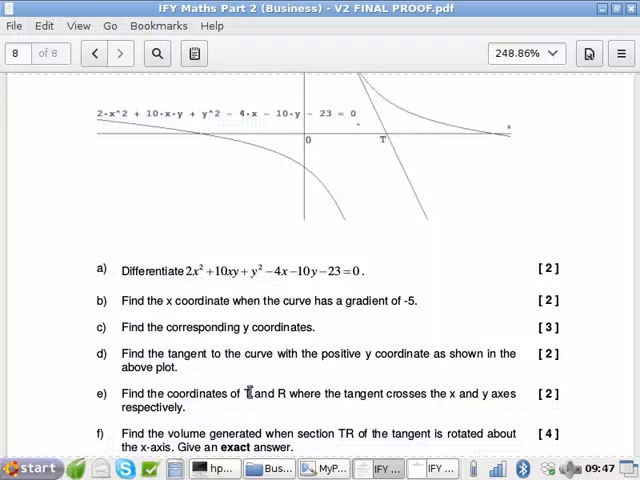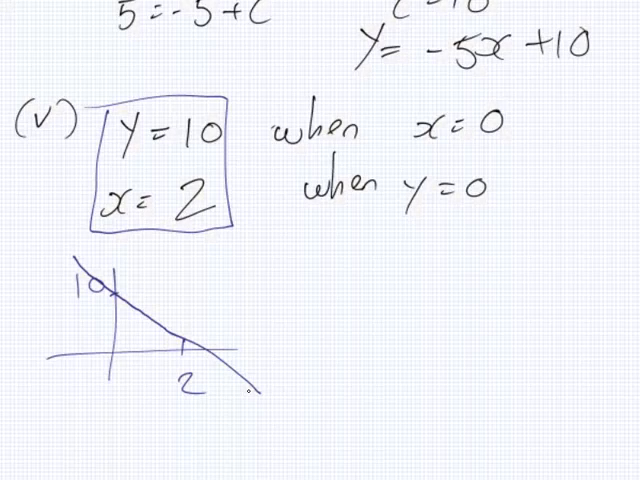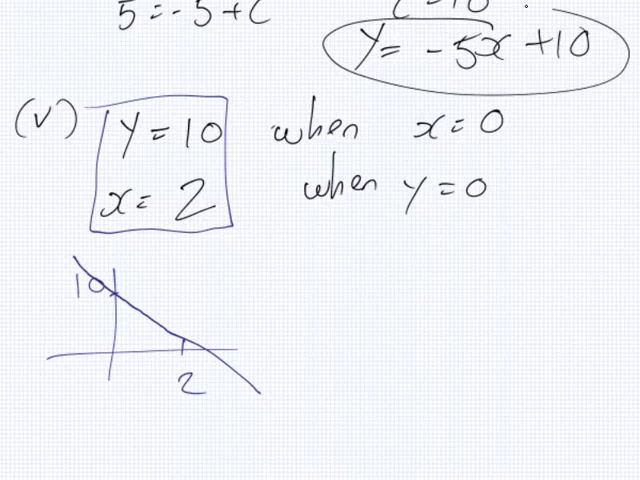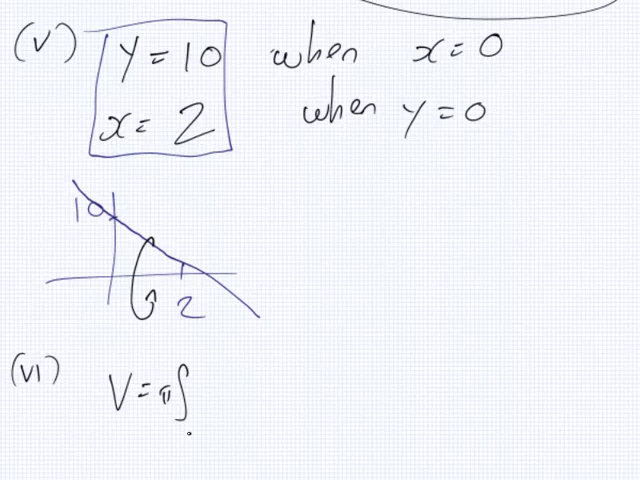Okay, next part. Oh, it's A, B, C, D, not 1, 2, 3, 4, 5. Lastly, find the volume when the section of the tangent is rotated. So the last thing they want you to do is to rotate this to make a volume. What shape will it be, by the way? It'll be a cone. So the volume will be pi. Now what's the limit? 0 to 2.